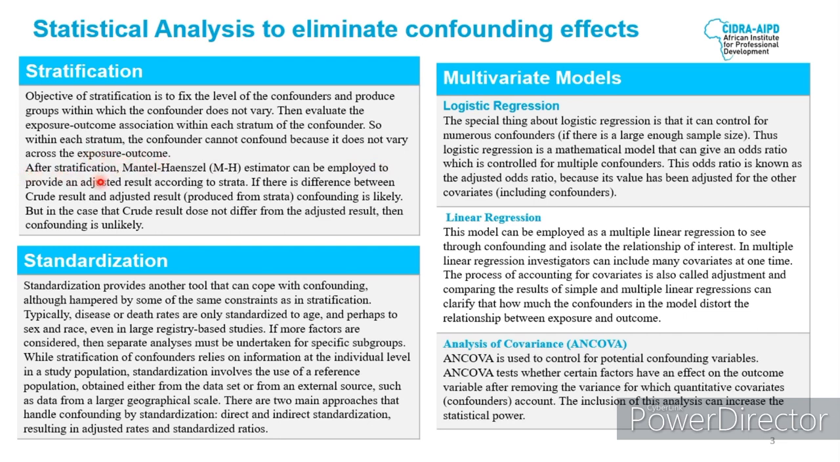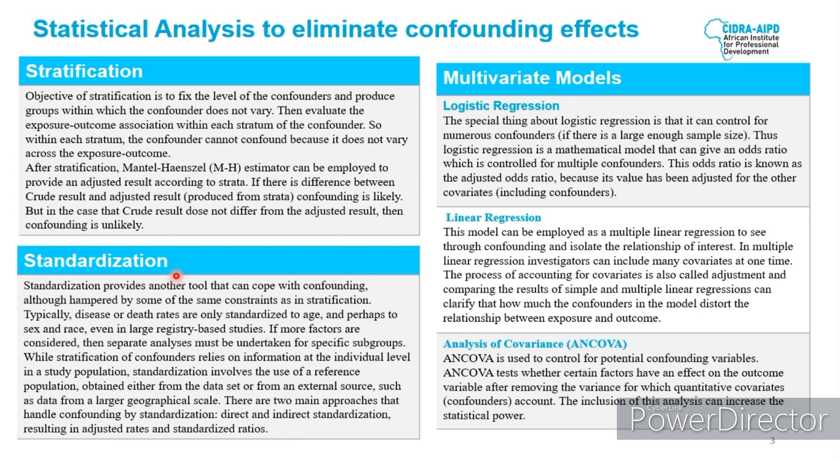After stratification, the Mantel-Haenszel estimator can be employed to provide an adjusted result according to strata. If there is a difference between the crude result and the adjusted result produced from strata, confounding is likely. But in the case that the crude result does not differ from the adjusted result, then confounding is unlikely.